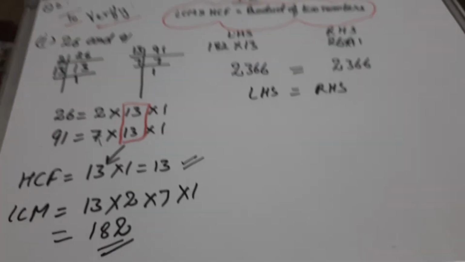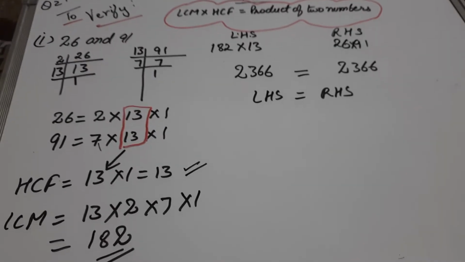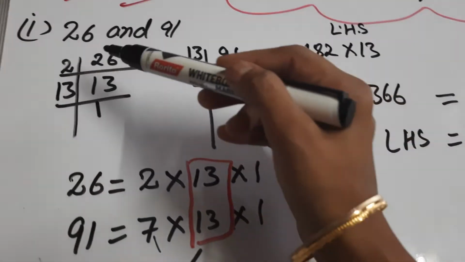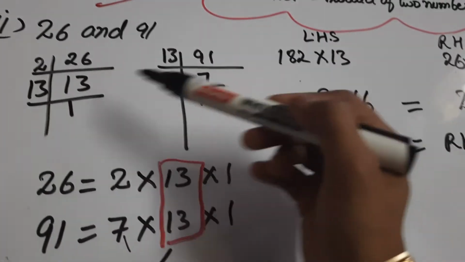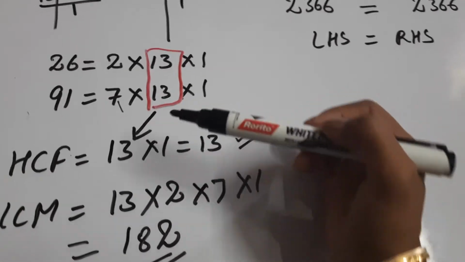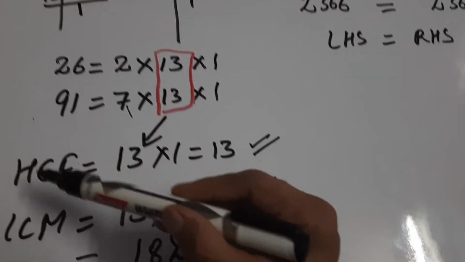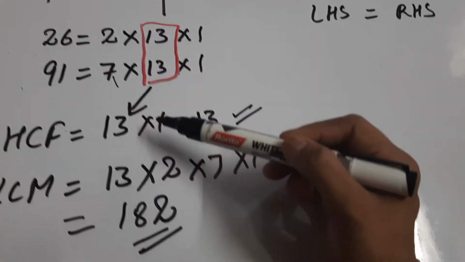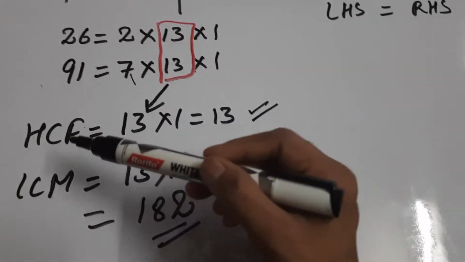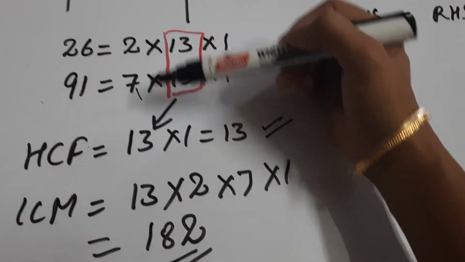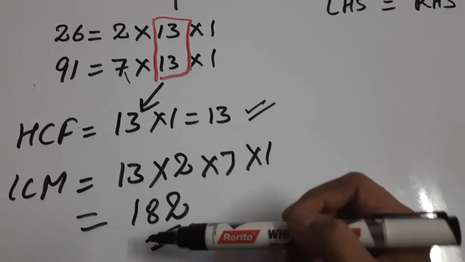So I hope the question number 2 is clear to you. Do the remaining parts of this question yourself. First of all, two numbers are given to you. Find out their prime factors by using prime factorization. Now write their prime factors. Now to get highest common factor, as the name suggests, common factor, which is common, 13 and 1. So this is your HCF. And for LCM, common factors as well as uncommon. So that will give you the LCM.